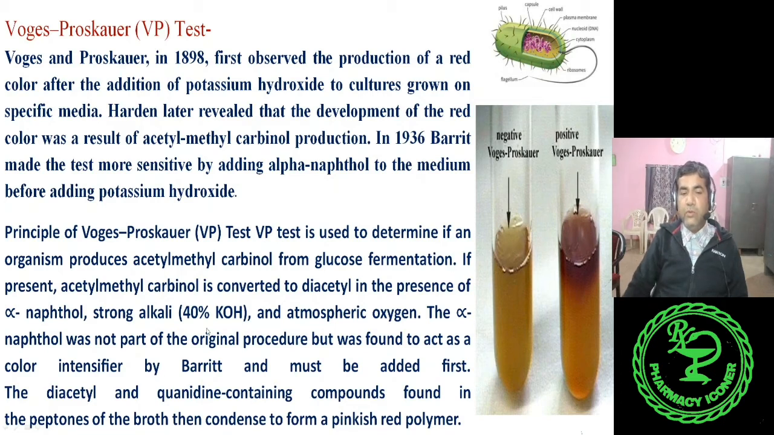So in the test, what is done? Alpha naphthol and a strong alkali, generally potassium hydroxide, is used in the presence of oxygen. For anaerobic bacteria, you cannot do that. Okay. So which type of bacteria will be sensitive? Those which can utilize the diacetyl and guanidine containing compounds. If those are present, then only this test will be positive. That is the Voges-Proskauer test.